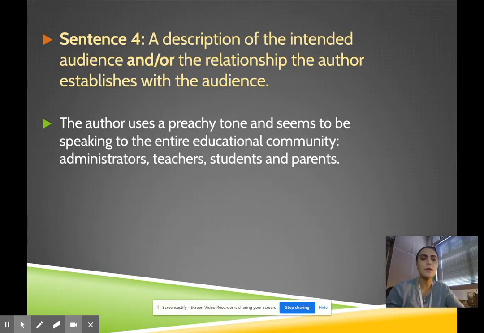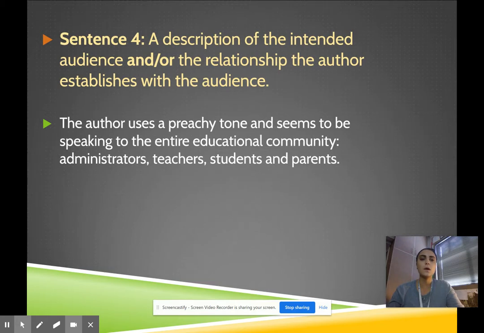So the example is the author uses a preachy tone and seems to be speaking to the entire educational community, administrators, teachers, students, and parents. Keep in mind the audience isn't necessarily who has the text now, it's who the author wanted to reach. And in this case, it was the educational community. And it looks like they were kind of using a preachy tone within this text. For the tone, always look back to your tone words. For the audience, again, think about who the author was originally trying to reach with this text.